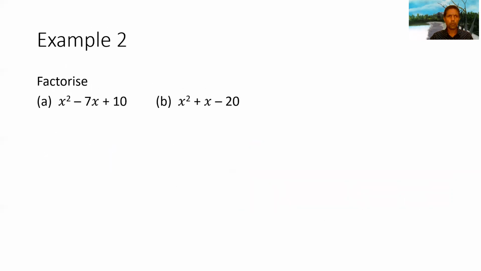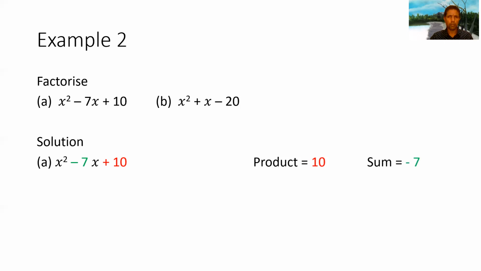Example 2, factorize part A, x squared minus 7x plus 10, part B, x squared plus x minus 20. x squared minus 7x plus 10, product is 10, sum is negative 7. So we need two factors of 10 whose sum is negative 7. We know that 1 times 10 is 10, but 1 plus 10 is 11. We know that 2 times 5 is 10, but 2 plus 5 is 7.